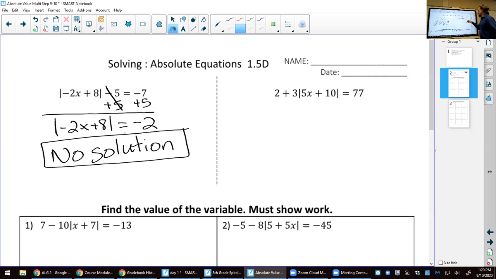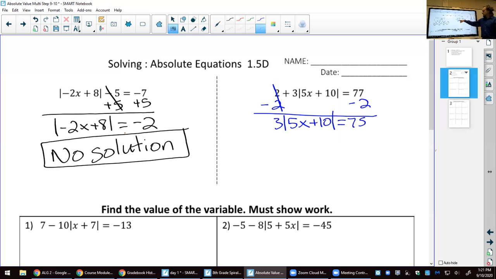All right, so our second example. Let's see. So we have 2 plus 3 times the absolute value of 5x plus 10, equals 77. So we want to get this absolute value of 5x plus 10 by itself. So we need to do minus 2 first. So that's going to give us, this will cancel, so we have 3 times the absolute value of 5x plus 10. 77 minus 2 is 75.